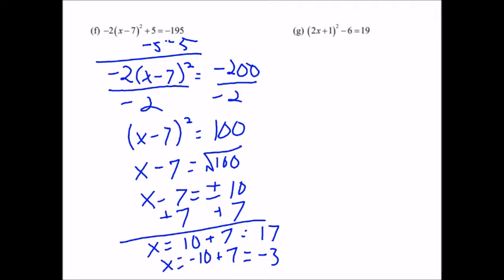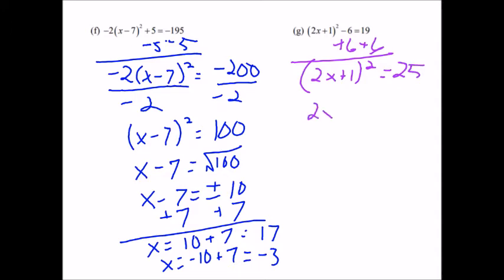For letter G, I'm going to add 6. We get 2x plus 1 in parentheses squared is equal to 25. I'm going to take the square root. So I get 2x plus 1 is equal to plus or minus 5. I'm going to subtract 1.